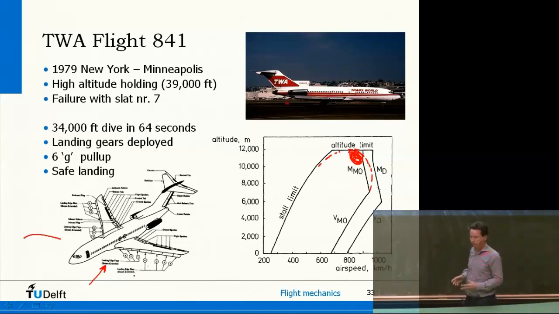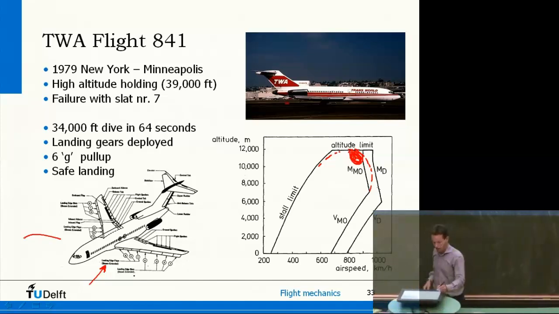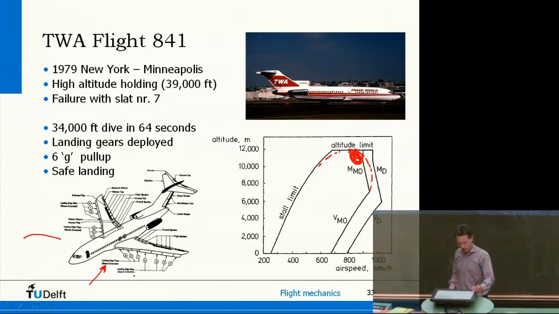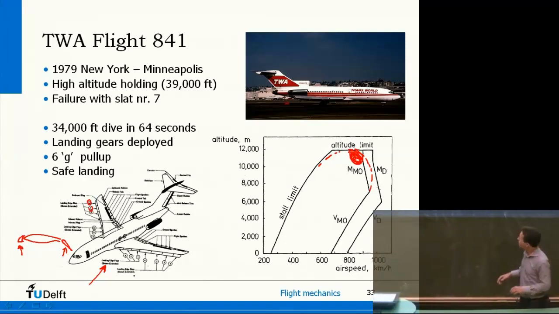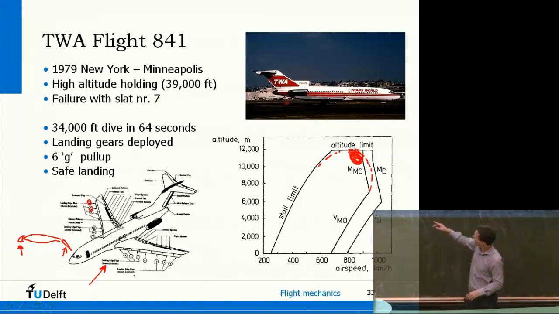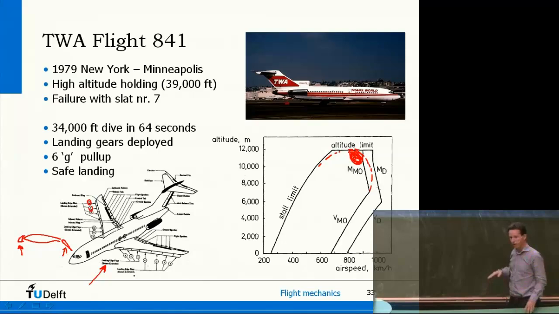But what happened is, when they tried to retract these high lift devices, to put them back into their normal position, you can see there are many of them along the wing. One of them, number 7, I can't read which one it is, but let's say this one, failed. So it remained at its original position. Because you create different lift on one side than on the other side of the plane, the aircraft started to roll and accelerate, and it went beyond this Mach limit.